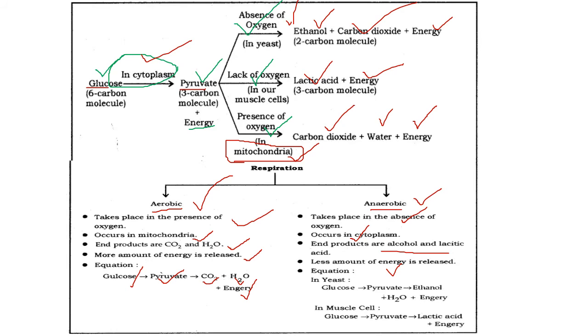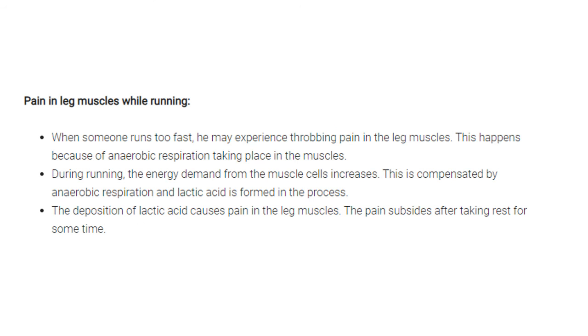But here glucose to pyruvate, but sometimes if there is complete absence of oxygen, ethanol is produced, water and energy is released. But if there is small quantity of oxygen, so from glucose to pyruvate, and from pyruvate it will form lactic acid and energy.